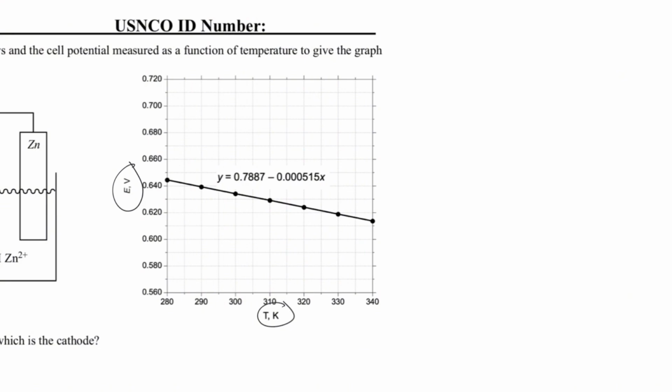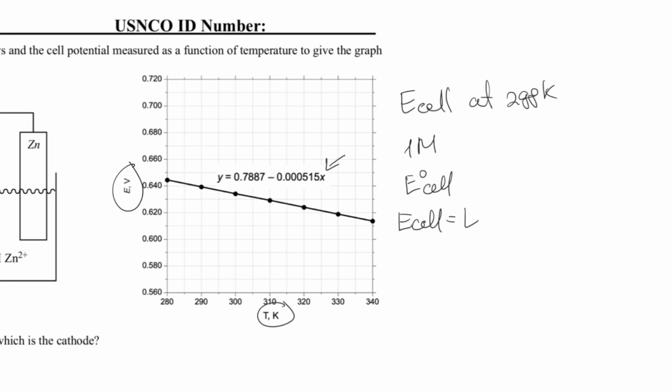So the graph is basically telling us if you want a cell voltage at any temperature, you just need to plug that temperature into the equation instead of x. The graph is needed because it will help us to find the E cell at 298 kelvins. And because we have 2 solutions with 1 molarity, the measured value at 298 kelvins will correspond to the standard E cell. So E cell will be equal to standard E cell.